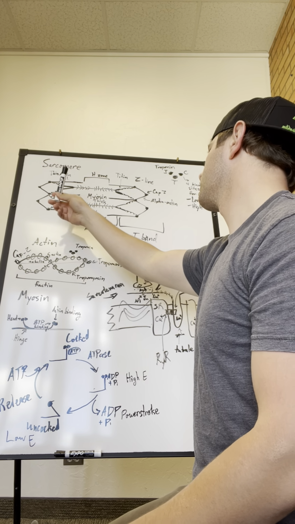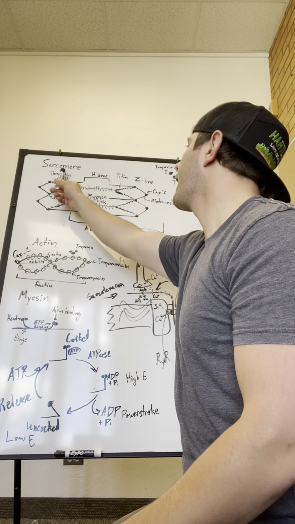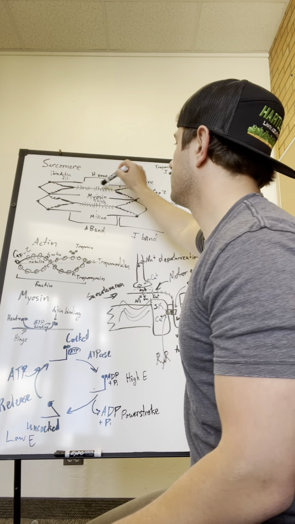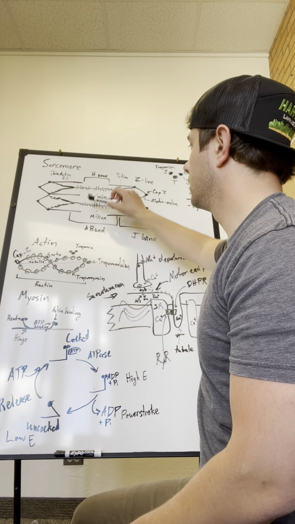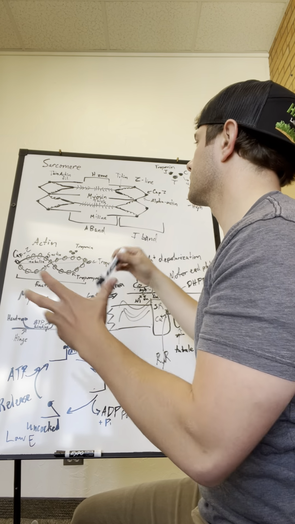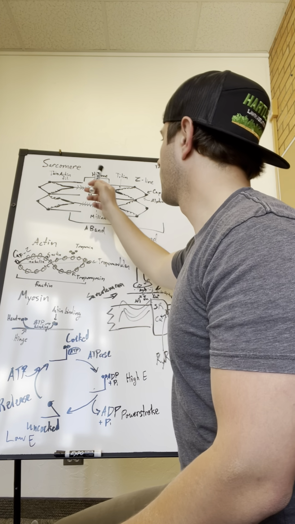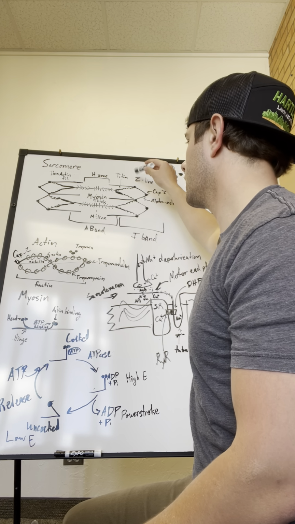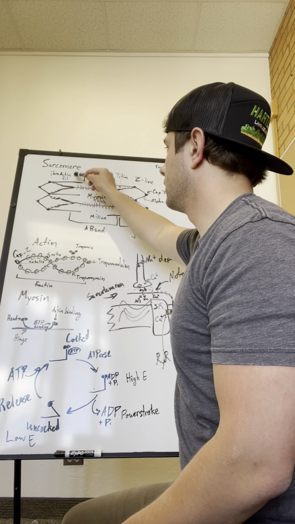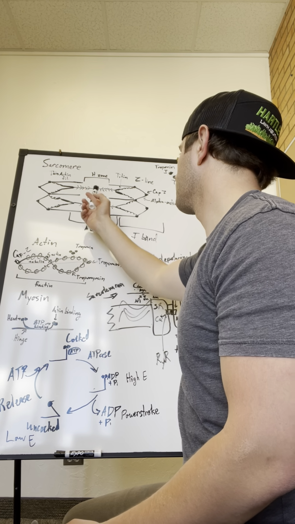Our two major components are myosin and actin. Myosin is going to be found in the middle, and these are thick filaments, and they have myosin heads that stick out of them. And then our actin filaments will be found on the ends, kind of, and they're thinner than our myosin filaments.